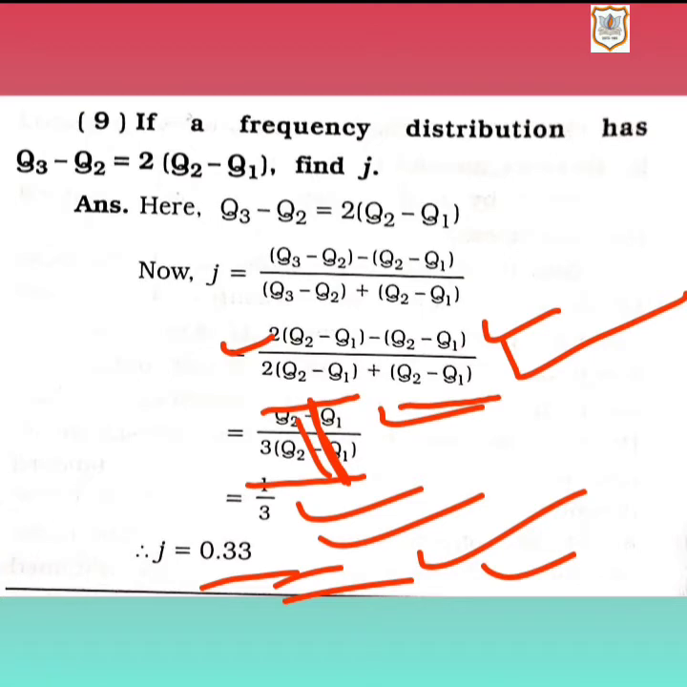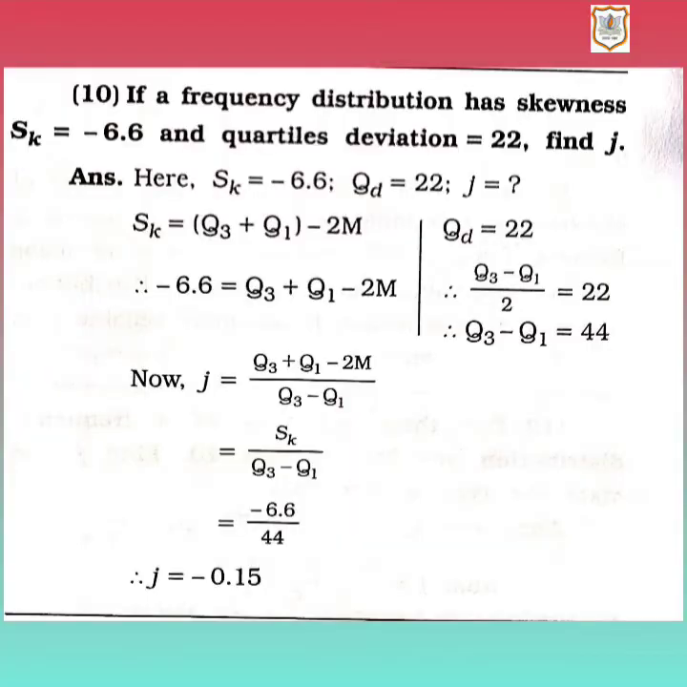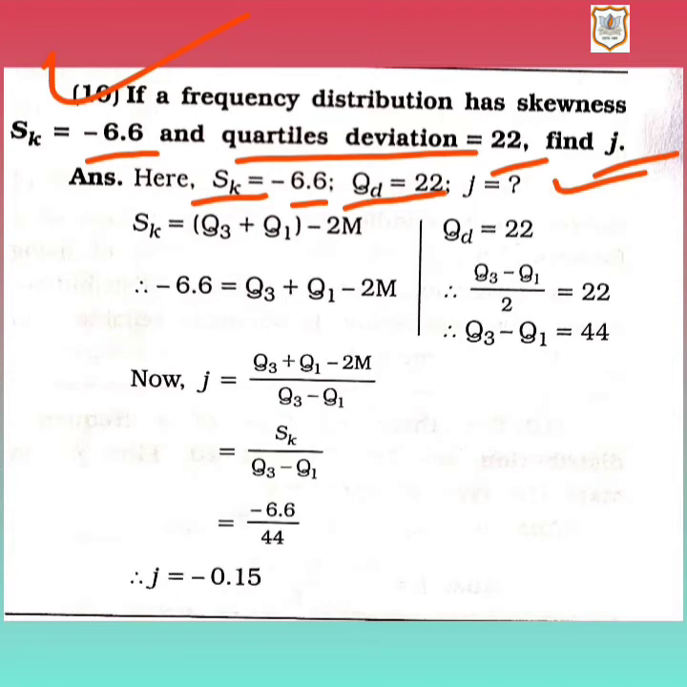Let's solve sum number 10. So let's read sum number 10. If a frequency distribution has skewness minus 6.6 and quartile deviation 22, find J. So here skewness is given as minus 6.6, QD is given as 22, you have to find J.